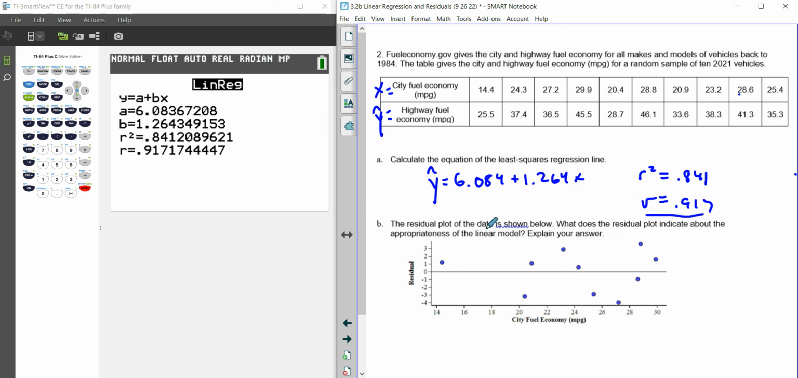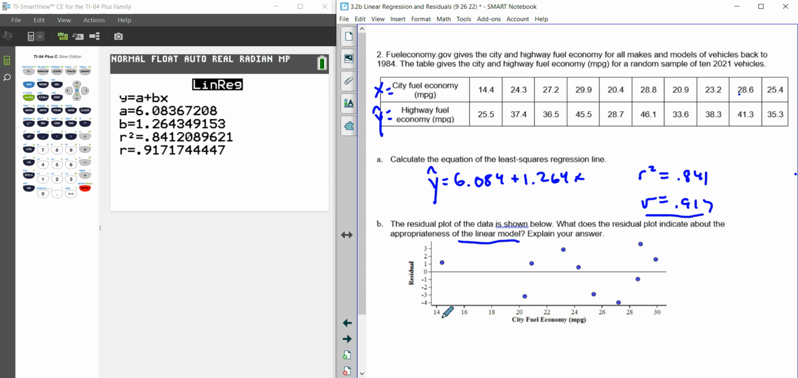Does the residual plot of the data shown, what does the residual plot indicate about the appropriateness of the linear model? Explain your answers. If you see this, it is kind of going up and down, and it appears that there is some sort of pattern here, some positive and negative, and it goes in this little pattern. It does not appear to be, at least for me, linear.